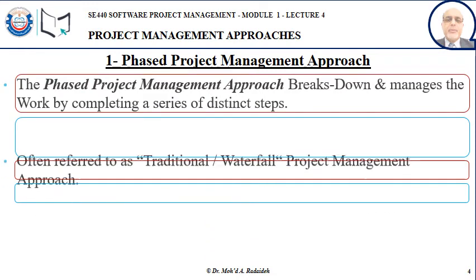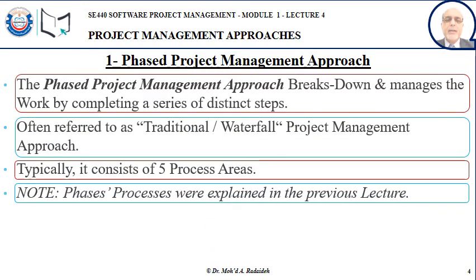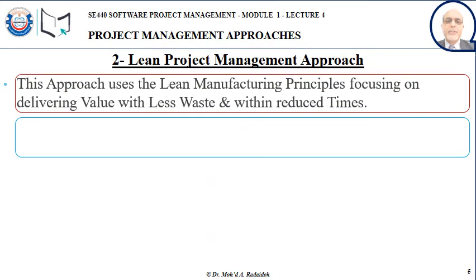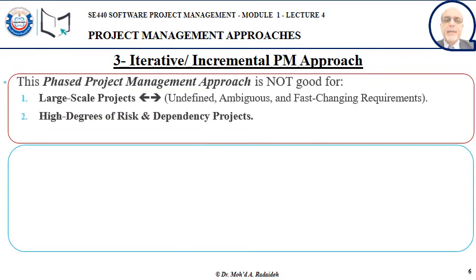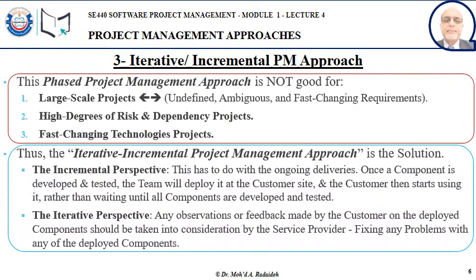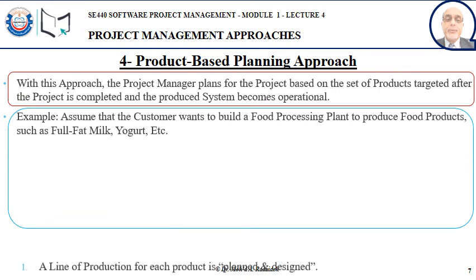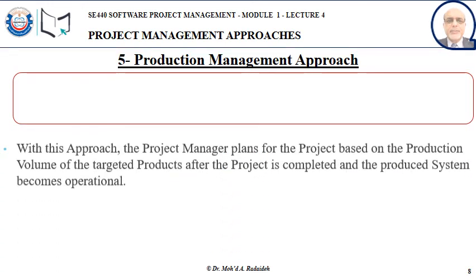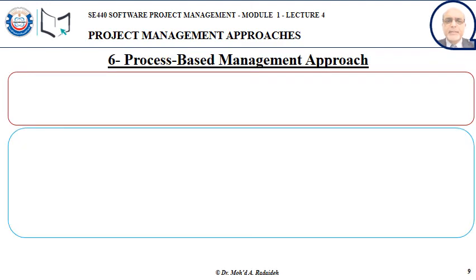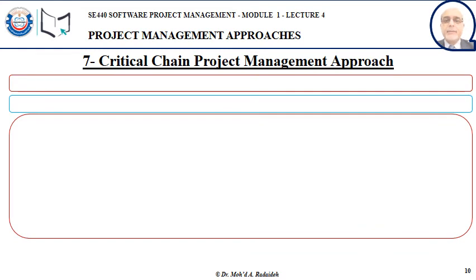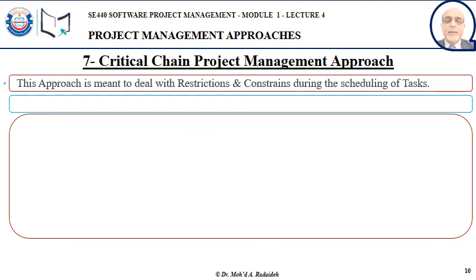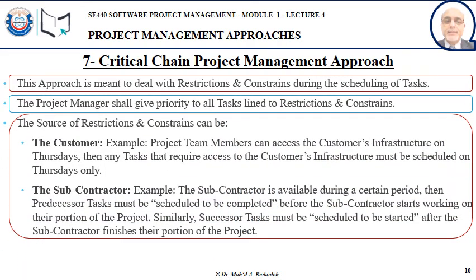The first project management approach we explained earlier, so you can look at the details in this slide. The lean project management, again, I have this slide for this approach. The iterative incremental, as I explained earlier, you have this slide to give more details on the iterative incremental project management approach. The product planning approach, as I explained. The production management approach is explained here. The process-based management approach is explained here in a few words. The critical chain project management approach, as I explained earlier, some details are here.